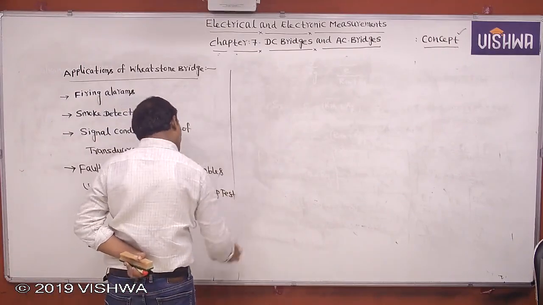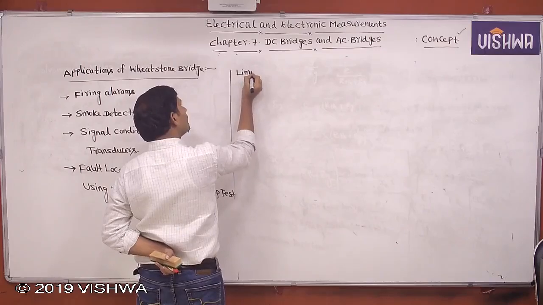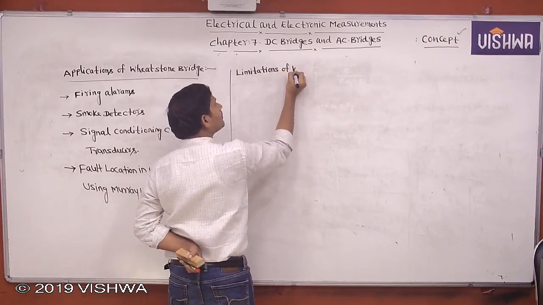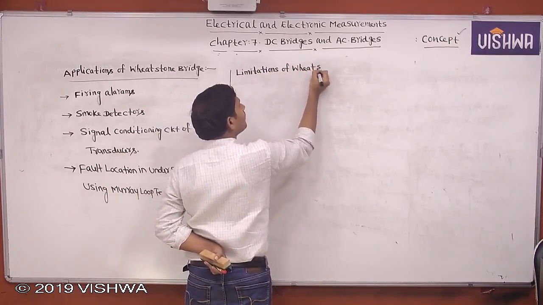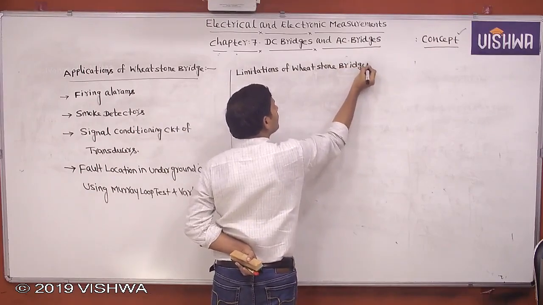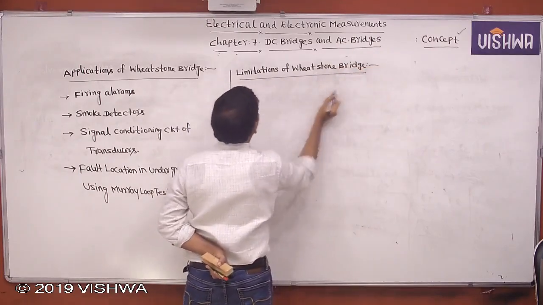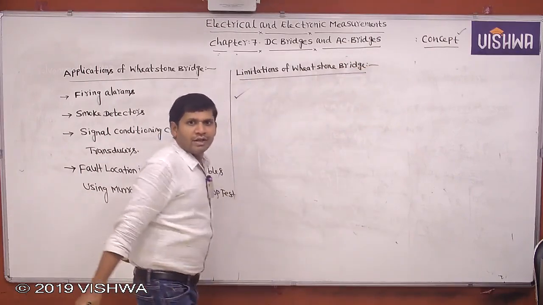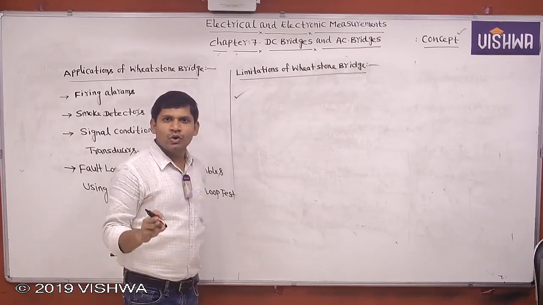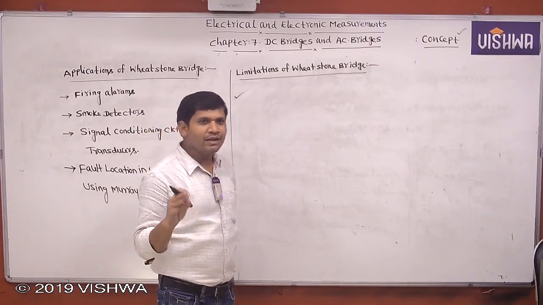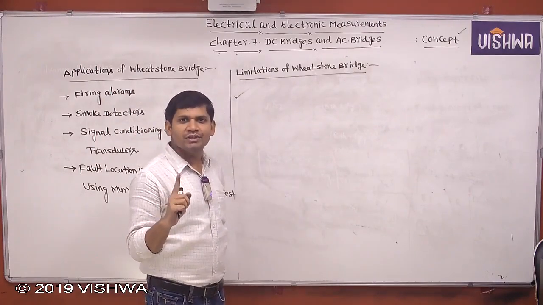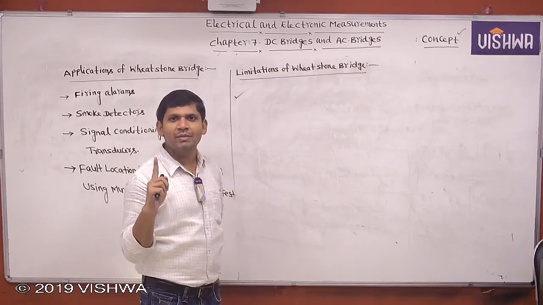Can you give what are the limitations of the Wheatstone bridge? The point to remember, it is used only for measurement of medium resistance. It is not used for measurement of low resistance. One of the limitations is that the Wheatstone bridge is not used for measurement of low resistance.